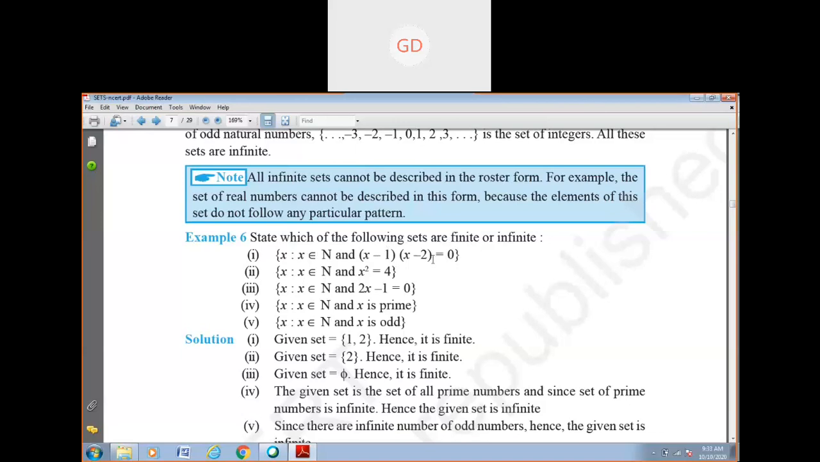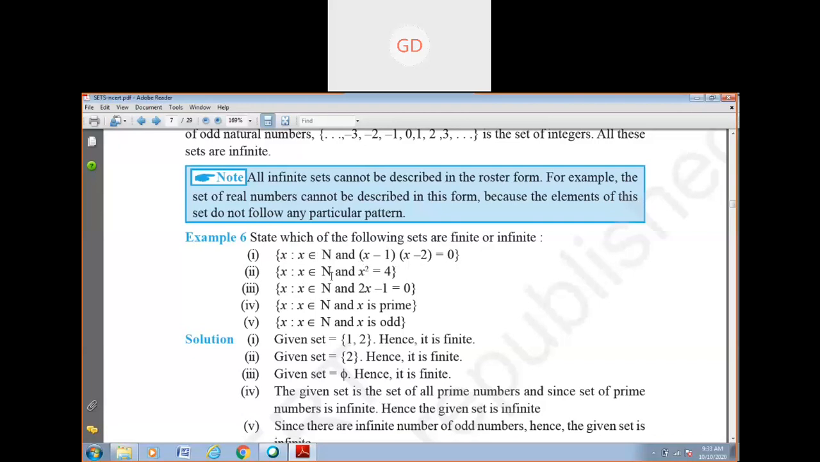From the relation (x minus 1) into (x minus 2) equal to 0, we have the values of x: 1 and 2. From the second condition, we are getting x as 1 and 2. Again, from the first condition, x is natural. Exactly, 1 and 2 are natural. So in this set, elements are 1 and 2, that means 2 elements are here. So it is finite.